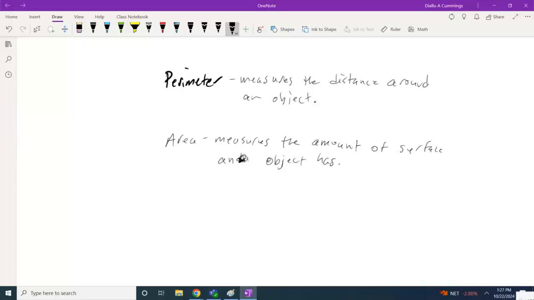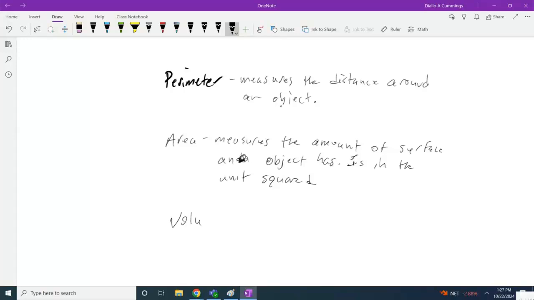So for example, if you wanted to find the amount of carpet to put in this room, you would use a square unit of measurement, like square feet or square centimeters or whatever you're dealing with. So the area is in the unit squared.